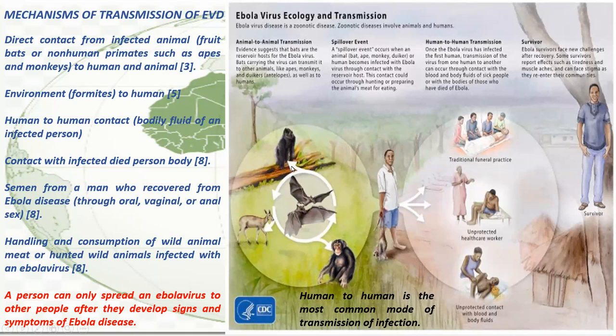Within these animal species, there is also the possibility that other animals can get infected from this Ebola virus, not just the host. The virus can only spread after they have shown signs and symptoms, meaning that if someone has not shown signs and symptoms, they cannot infect others. It's only when there are signs and symptoms that someone can get infected. But the most common transmission is human-to-human transmission, and most times it happens in the hospital setting.